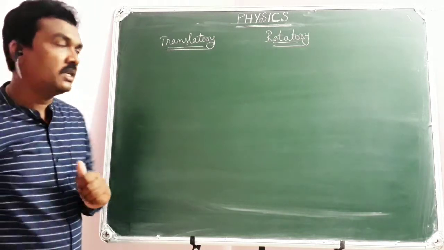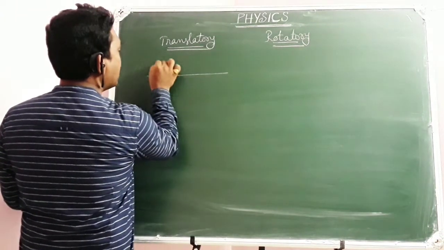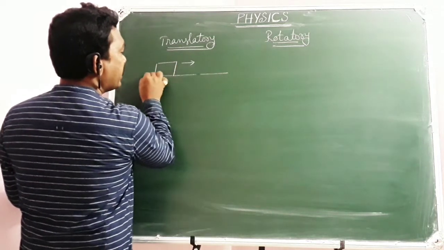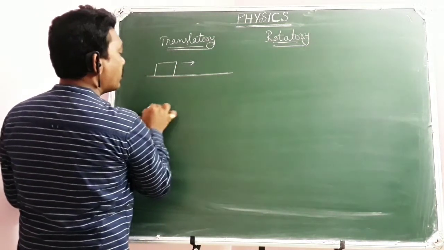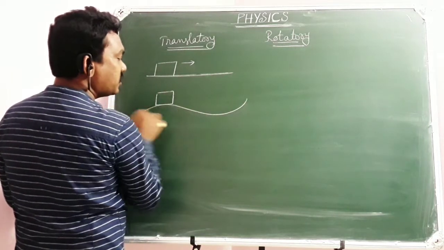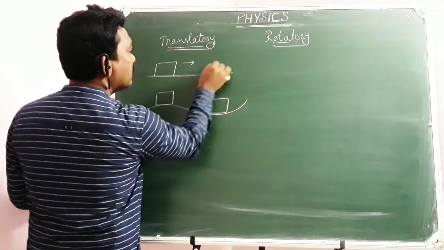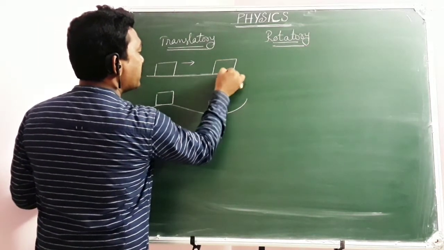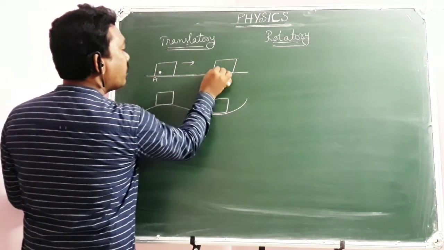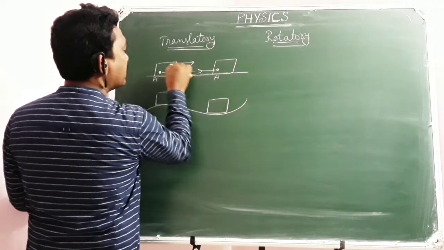Then we call it translatory motion, which is either rectilinear motion or curvilinear motion. For example, here a body is moving forward along a straight path, or your body is moving along a curved path. But in this situation, when the body has been displaced through some distance, each and every particle in the body will travel through the same length of the path.